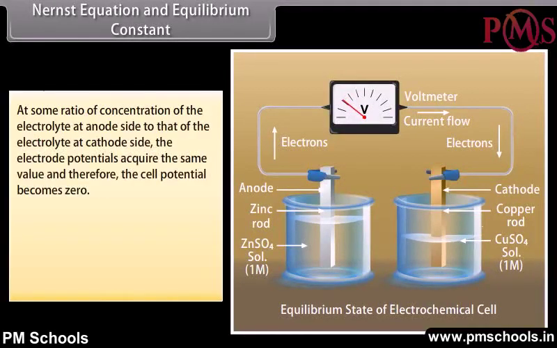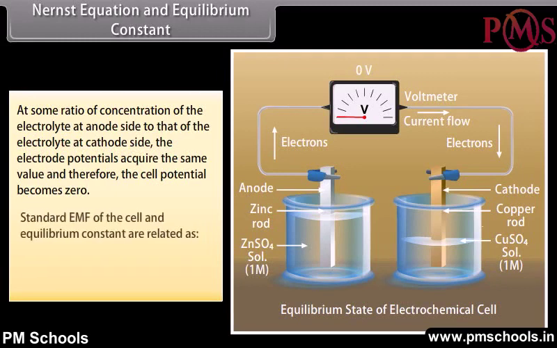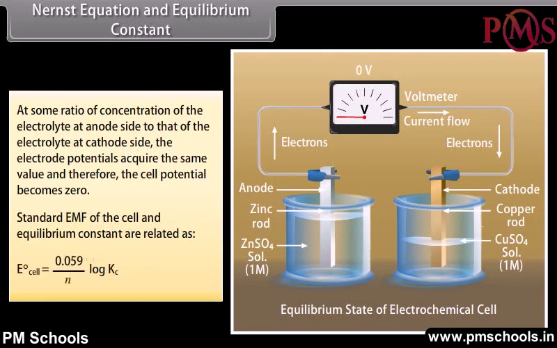Ultimately, at some ratio of concentration of the electrolyte at anode side to that of the electrolyte at cathode side, the electrode potentials acquire the same value and therefore the cell potential becomes 0. At this stage, the electrochemical cell stops working and the cell is in a state of equilibrium. By knowing standard EMF of the cell, equilibrium constant for the cell reaction can be calculated as E naught cell is equal to 0.059 upon n log Kc.